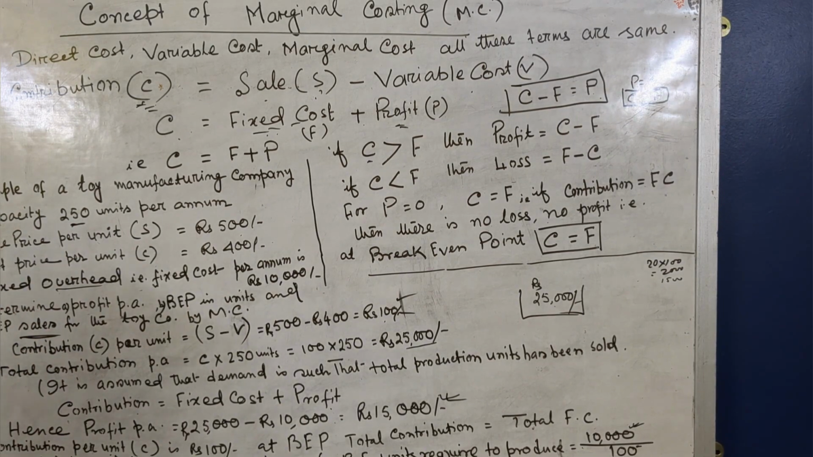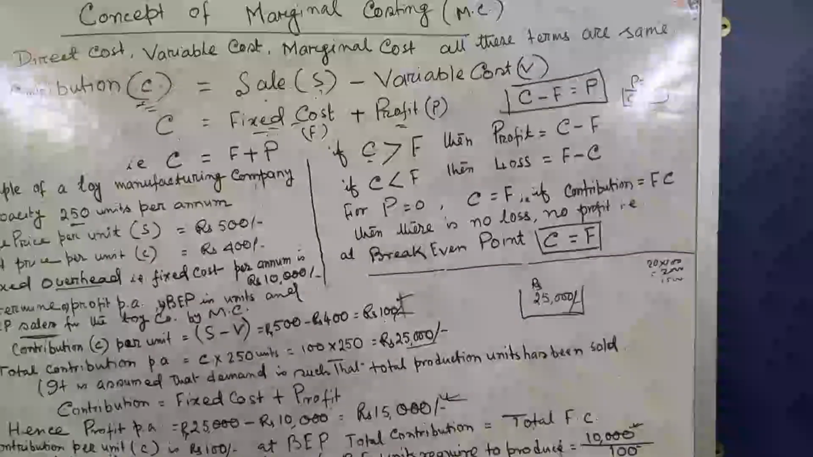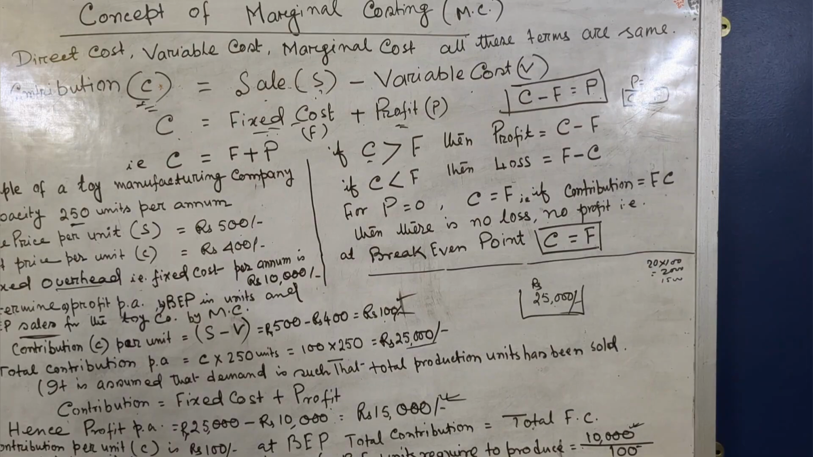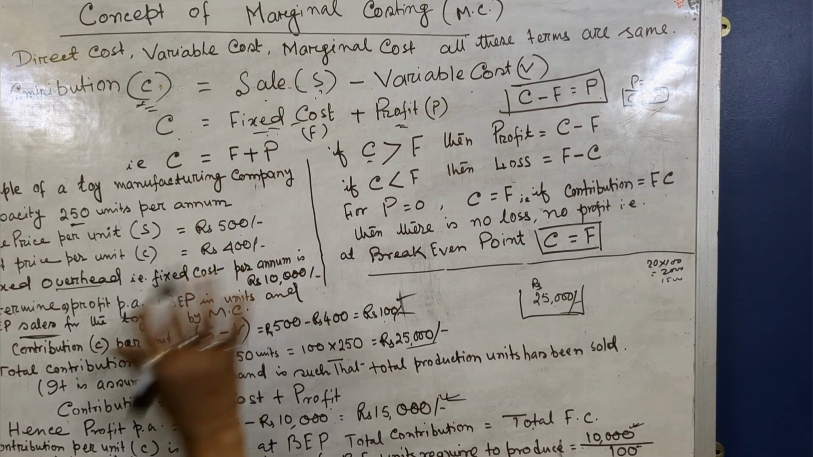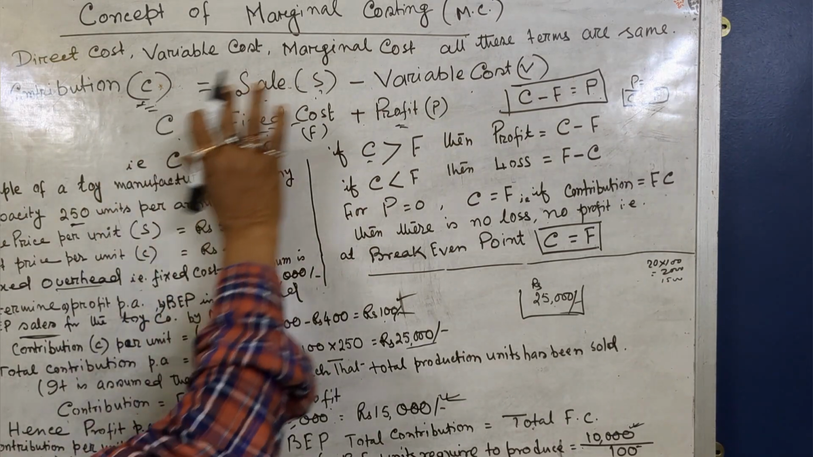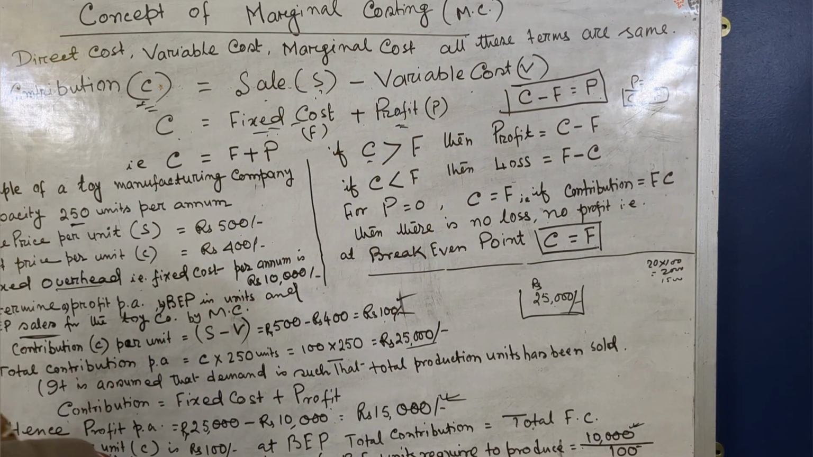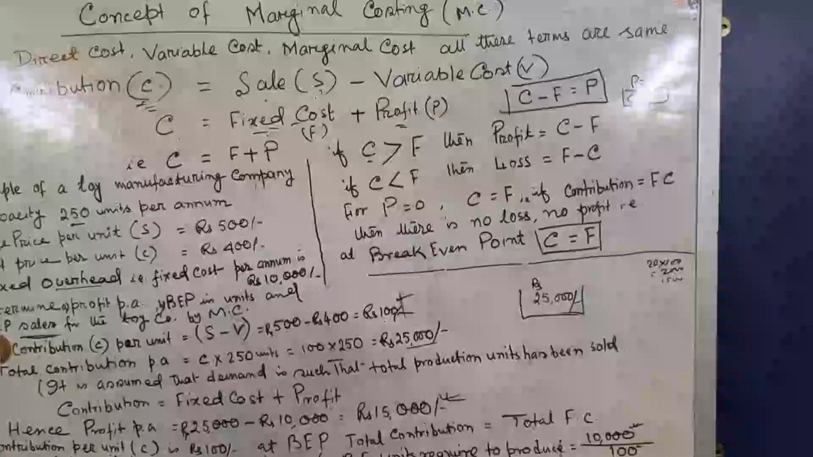That means if the sales figure reaches 50,000 rupees, then the company will be in a no loss, no profit situation. This is the basic concept of marginal costing and application of break-even point concepts. Thank you.